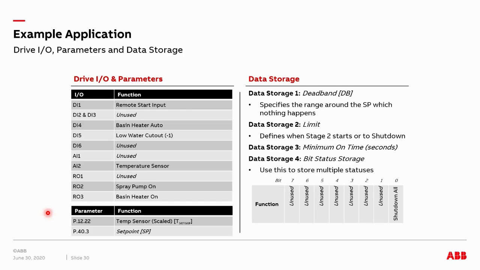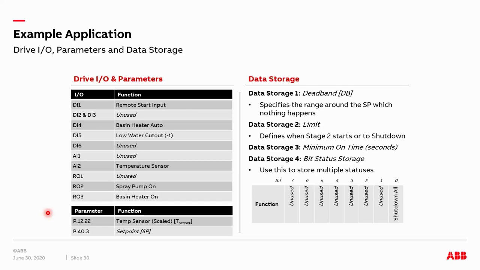A couple different parameters I want to look at. I actually want to utilize some of the PID functionality built into the drive. I'm not going to expand on or build my own PID controller, just use what's in the drive. So the first parameter I want to look at is 1222, which is the temp sensor value, which is being fed into AI2. And then the next one is parameter 40.3, which is the set point. That's what I'm trying to chase after. That's where I'm going to program that I want to be at 75 degrees or 80 degrees or whatever it needs to be.